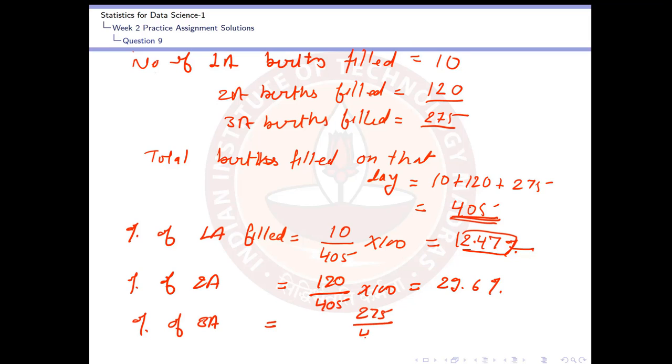275 divided by 405 into 100, that will be your 67.9%. 67.9%. So let's check which option is correct.